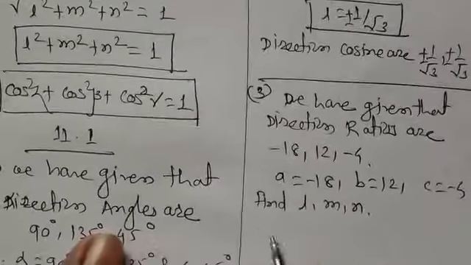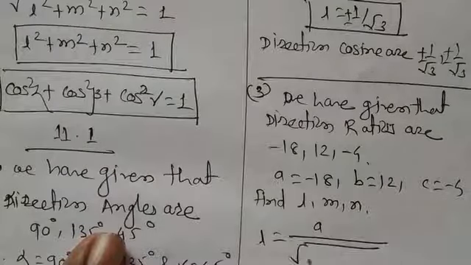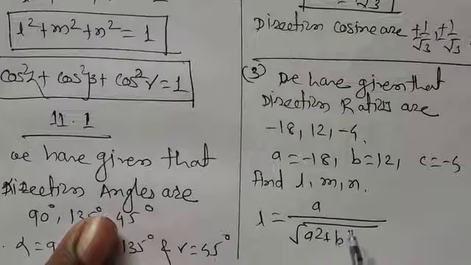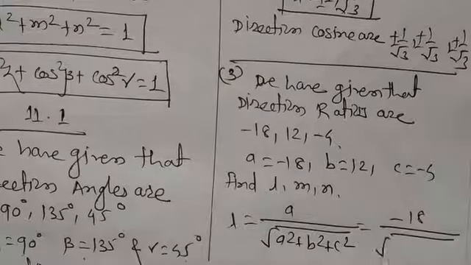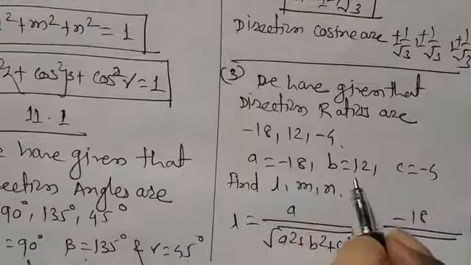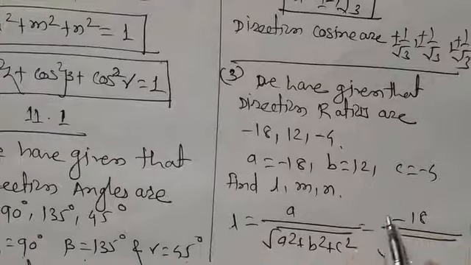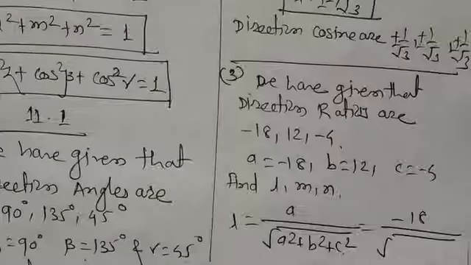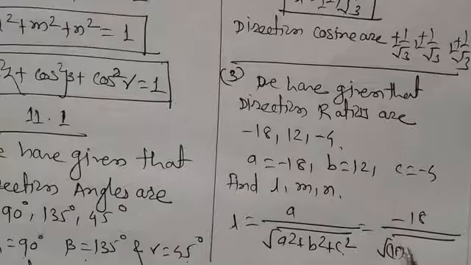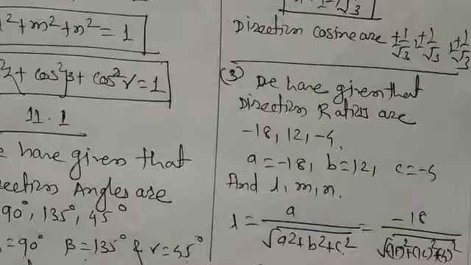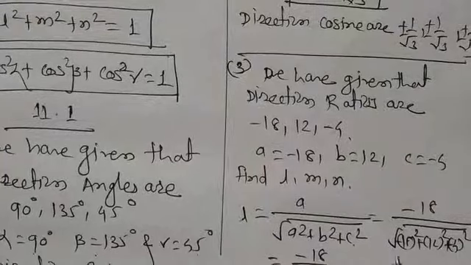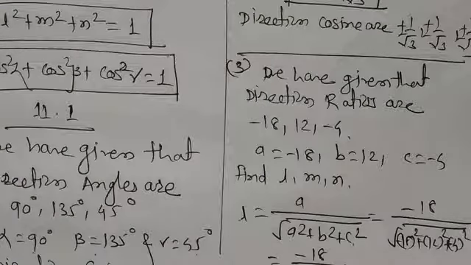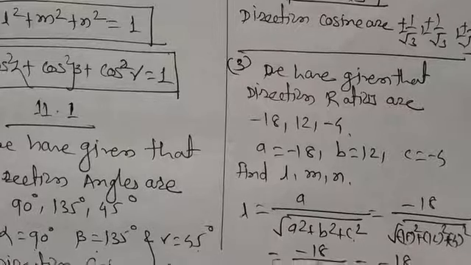Use it here. Then L is equals to A upon under root of A square plus B square plus C square. What is the value of A? Minus 18 upon under root of minus 18 square, then 12 square, and then 4 square. That is 18 square plus 12 square plus minus 4 square. Solve this, and the answer is 22. Then the answer is minus 18 by 22.